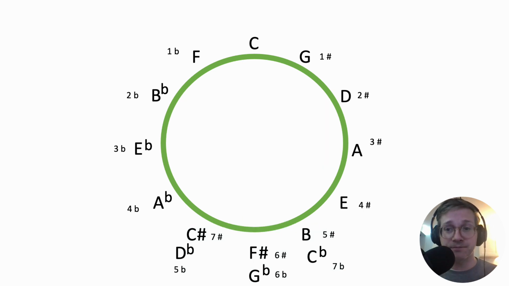Now we understand it. Now you're ready to put this circle to use. But before you do, you need the order of the flats and sharps. You know that D has 2 sharps. You know that A flat has 4 flats. But which sharps, which flats? And that's where our order of sharps and flats come in.